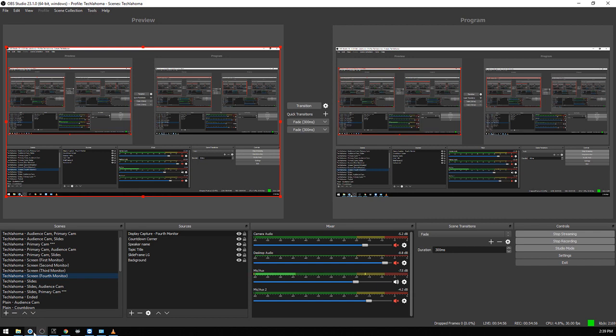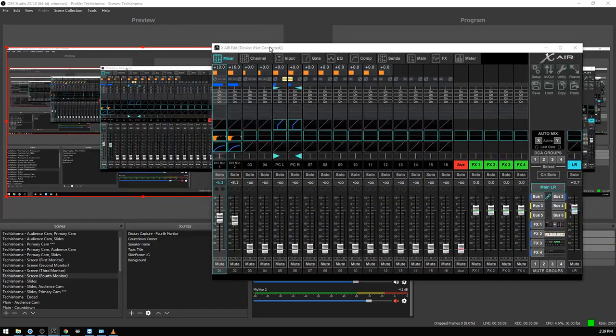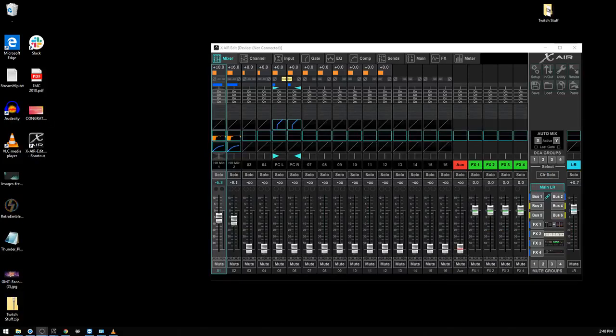So on the taskbar at the bottom, you'll see there's an XR icon. And let me just close the app right here. I'm going to click it. So this is how you control the... well, let me just move this. This is how you control the mixer.